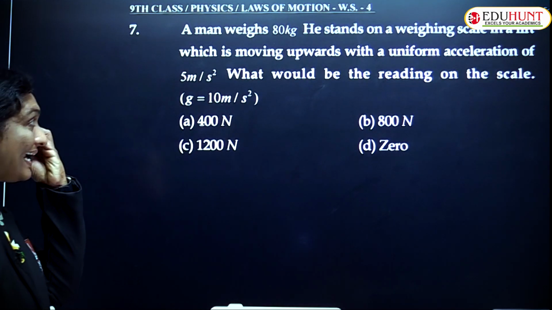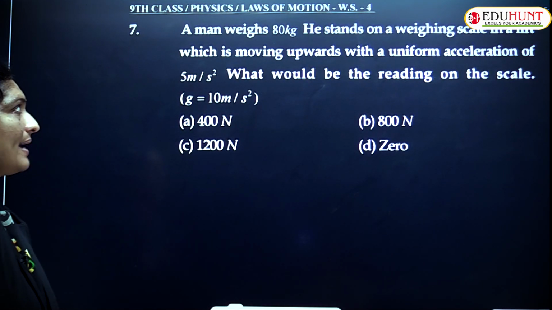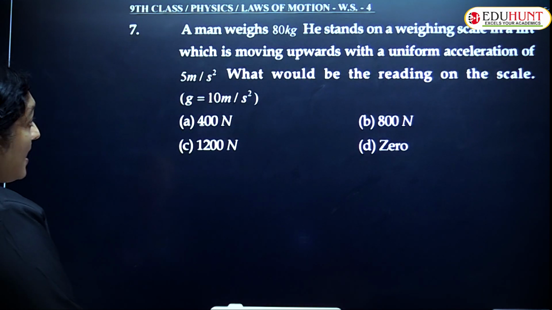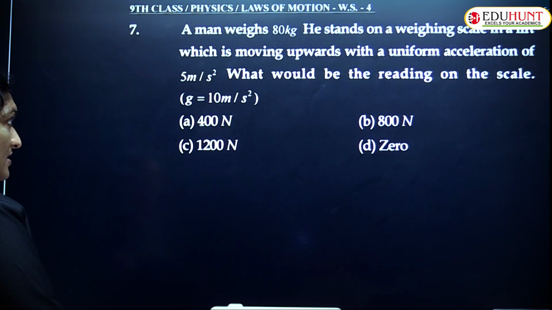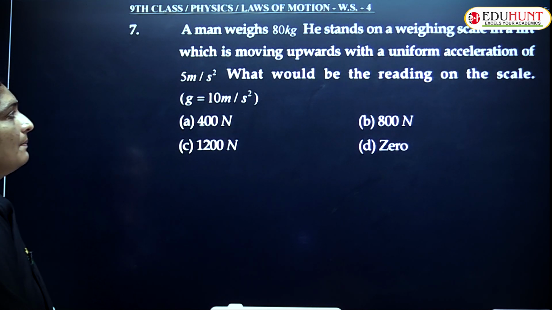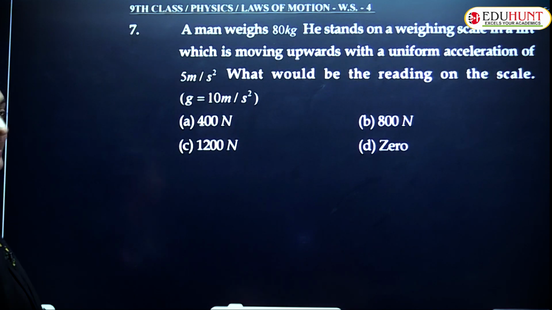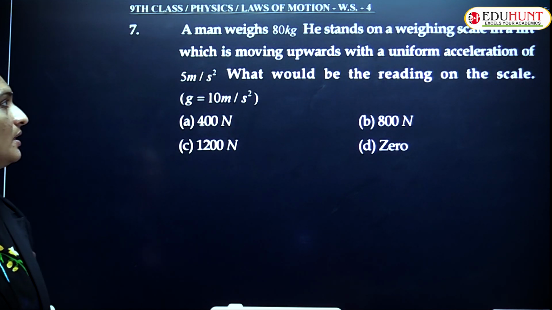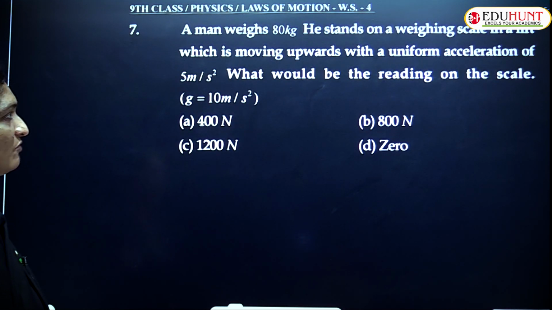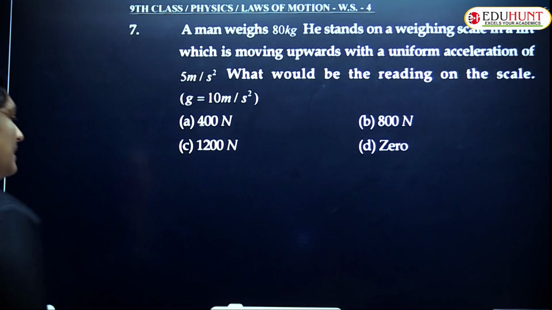A man weighs 80 kg. What is the mass of the man given? 80 kg. He stands on a weighing scale in a lift which is moving upwards. Mass is given. Weighing scale means weighing machine. This is moving upwards with uniform acceleration of 5 meters per second square. What would be the reading on the scale?